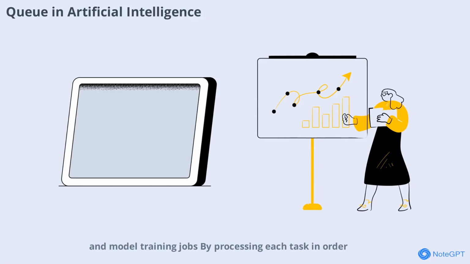Artificial intelligence systems use queues to manage tasks, data inputs, and model training jobs. By processing each task in order, AI systems can learn efficiently and deliver accurate results, even when handling large datasets.